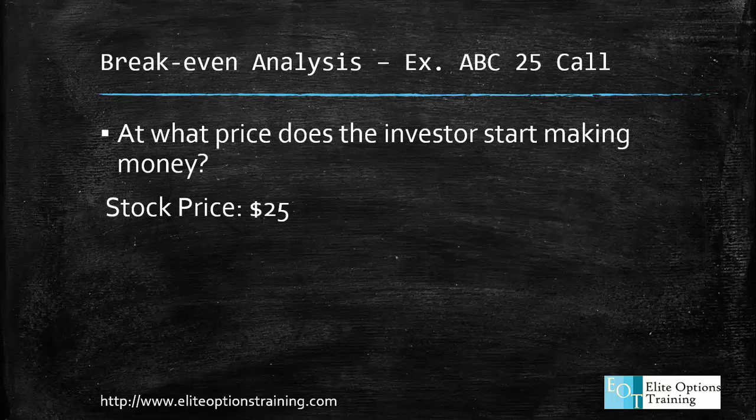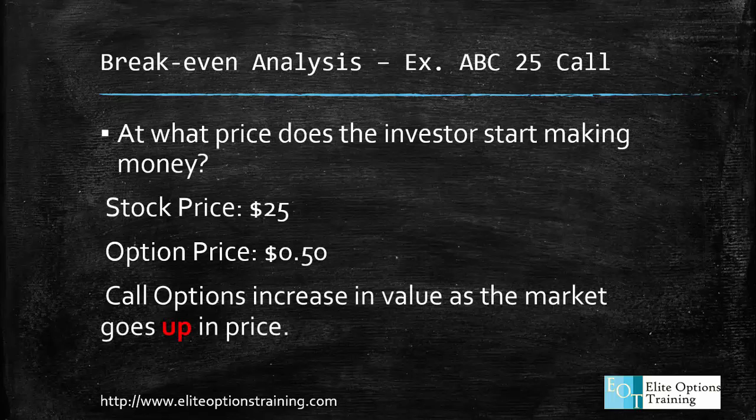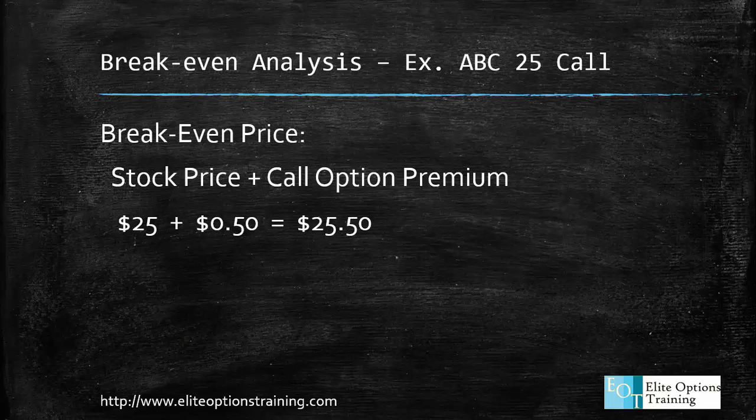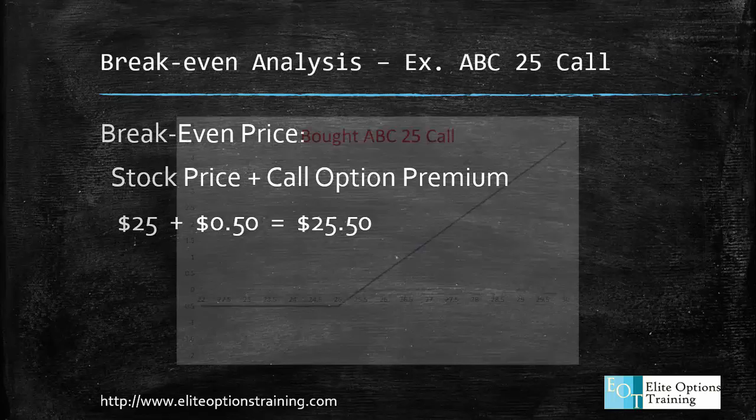Well, with the stock price sitting at $25, we paid 50 cents for the option, and we know that call options increase in value as the market goes up in price. That means our break-even price is going to be the stock price plus the call option premium, what we paid for that option, added together. So $25 plus 50 cents equals $25.50.